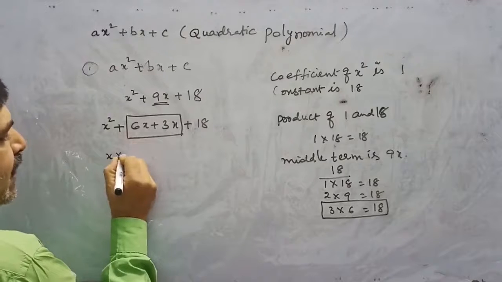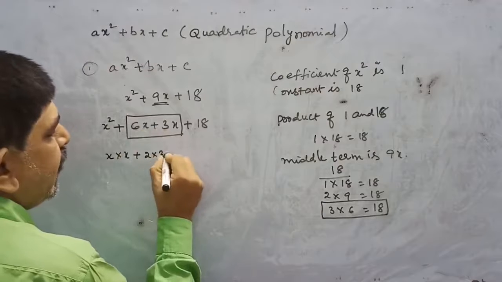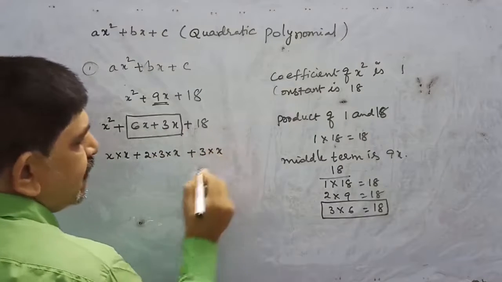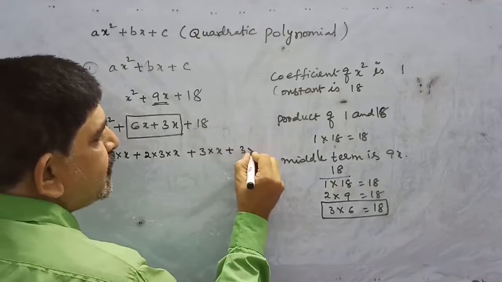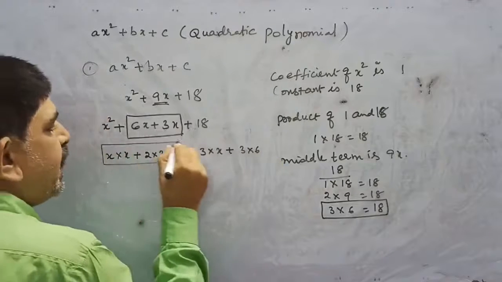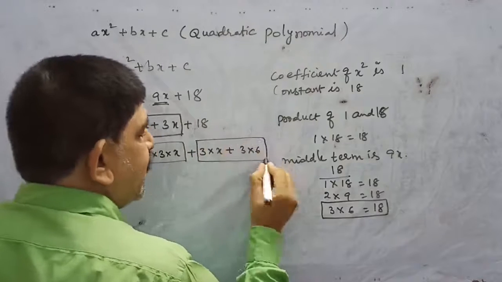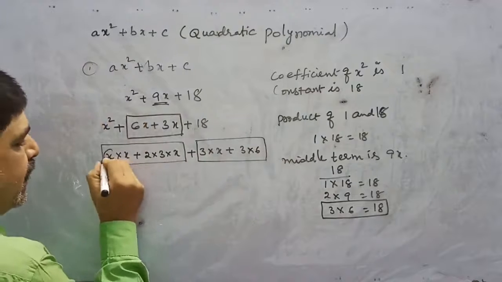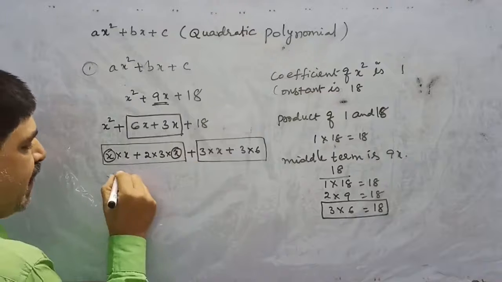Now x square can be written as x into x. 6x can be written as 2 into 3 into x, plus 3x can be written as 3 into x, and 18 can be written in terms of 3, so that is 3 into 6. Now this is the first half of the splitting, and this is the second half of the splitting. Now in this, what is the common factor? Here x and here x. So x is the common factor.